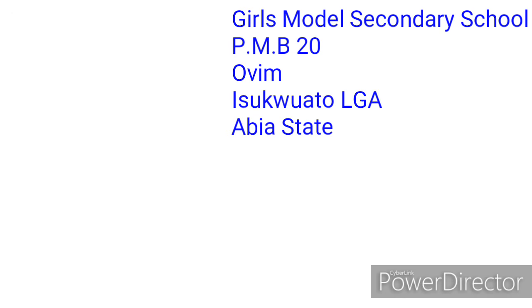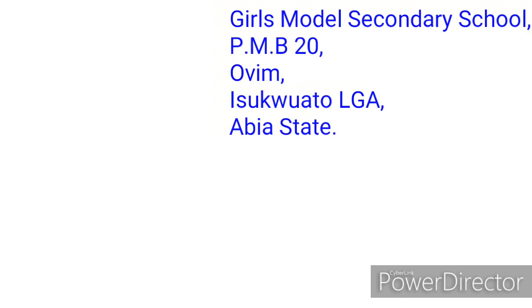Let's look at an example. Girls Model Secondary School, PMB 20, Ovim, Abia State, Nigeria. As you can see on the screen, I've used the open pattern because I did not punctuate any line of the address except the PMB. And I already told you that you should punctuate the PMB and the PO box in any kind of letter. So this is an example of the open pattern. Don't punctuate any line of the address.